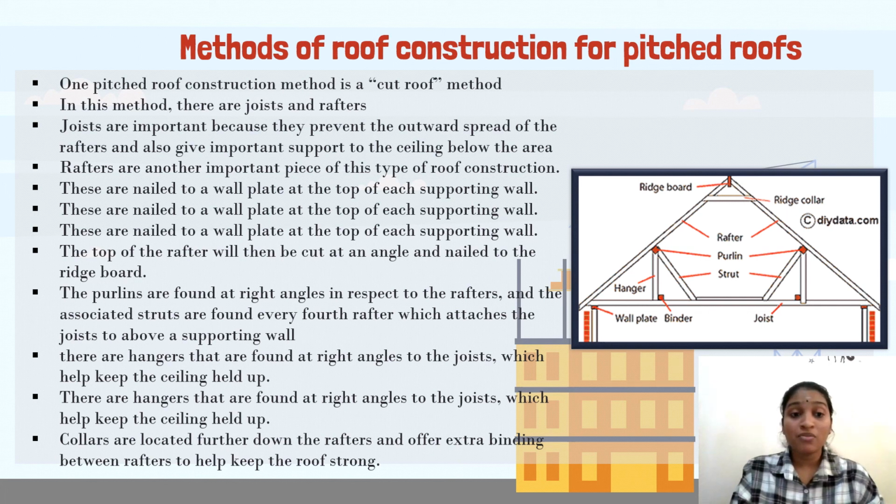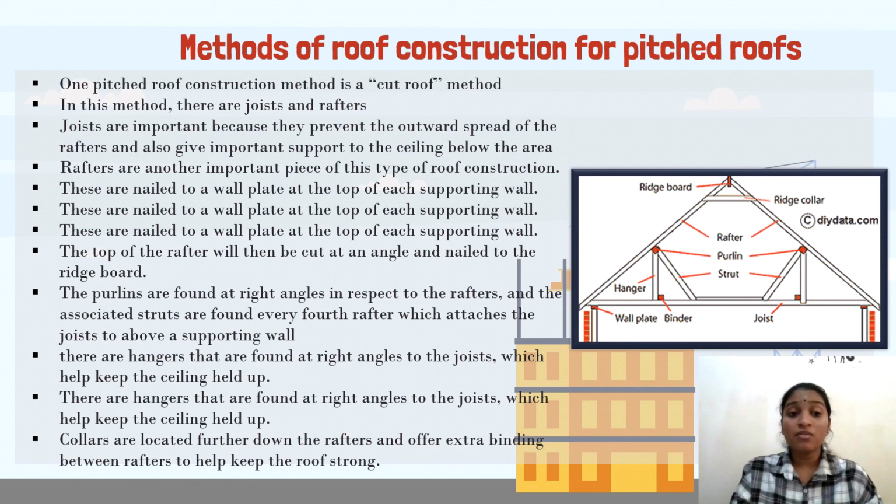The rafters have triangular sections. They are cut out of them in order to fit nicely on the wall plate. The top of the rafter will then be cut at an angle and nailed to the ridge board. Another section of this type of roof construction is purlins as well as the associated struts. These are used in order to offer extra supports for the rafters, adding strength to the roof.